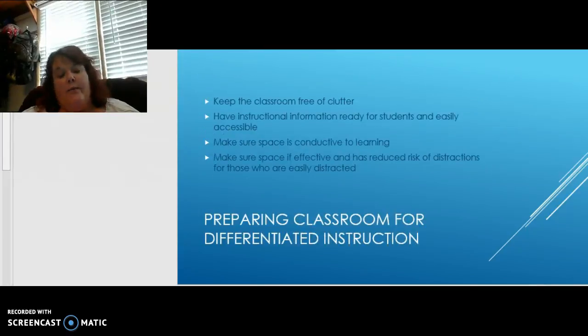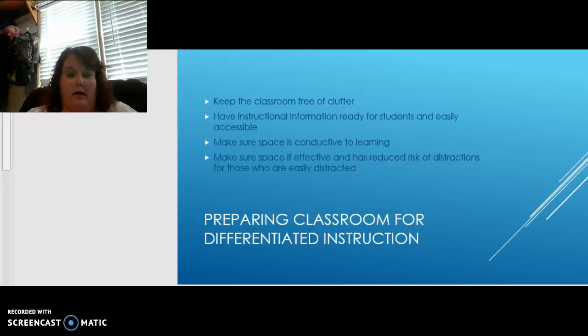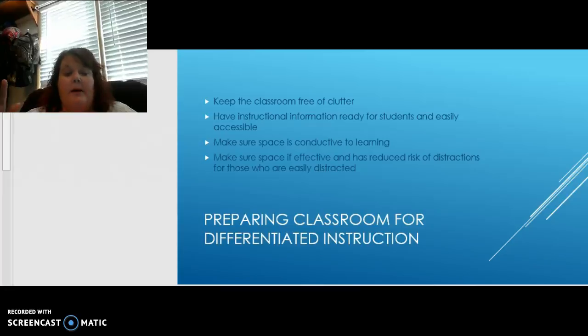Getting your classroom ready for differentiated instruction is a very big thing. First thing is to keep the classroom free of any and all clutter. Have instructional information ready for the students and easily accessible for you and the students. Make sure space is conducive to learning. Make sure space is effective and has a reduced risk of distraction for those who are easily distracted.